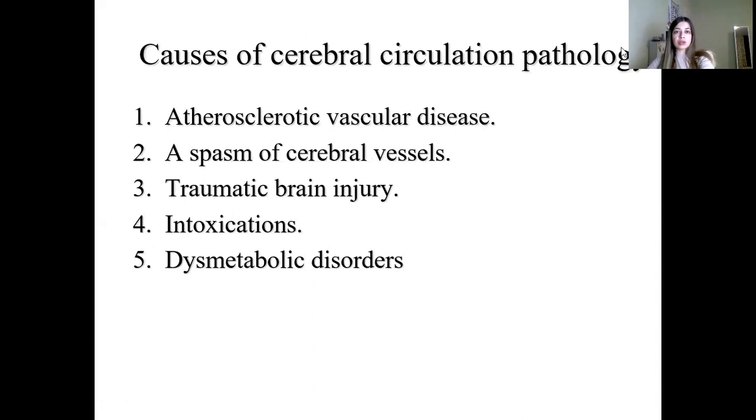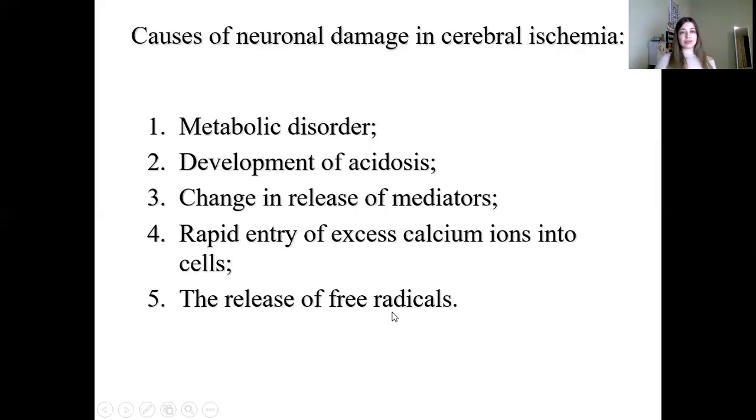Okay, now we are going to the cerebral circulation pathology, and in our brain also there can be ischemia, which can lead to the insult. Yes, why does it happen? Because of atherosclerosis, again, the most widespread disease, but we will further study how to prevent atherosclerosis. Spasm of the cerebral vessels sometimes, traumatic brain injury, of course, intoxications, and metabolic disorder. These are also some reasons of the damage.